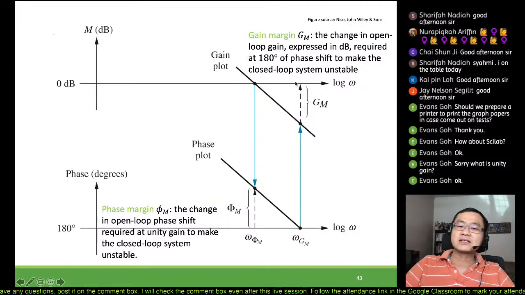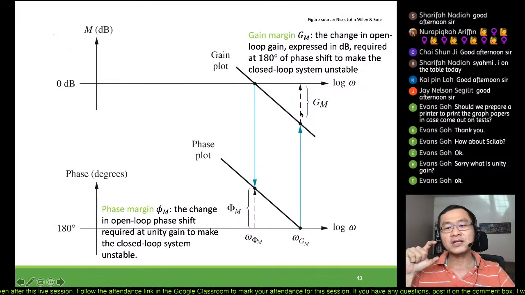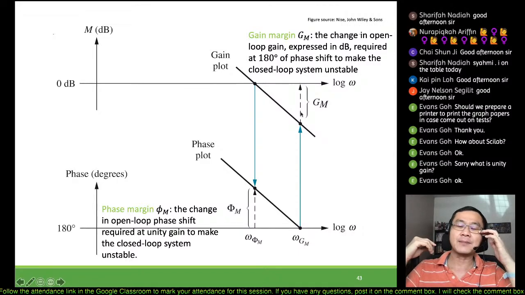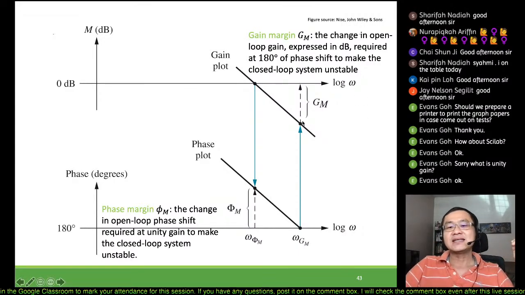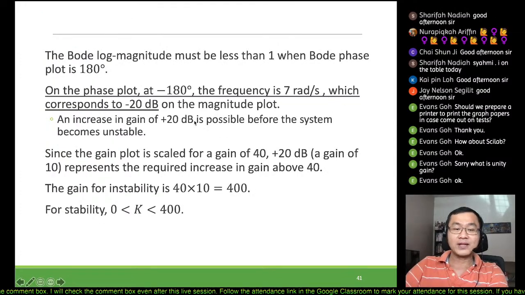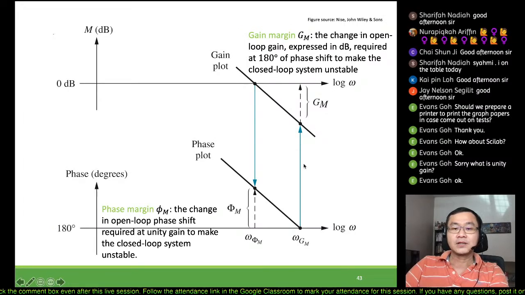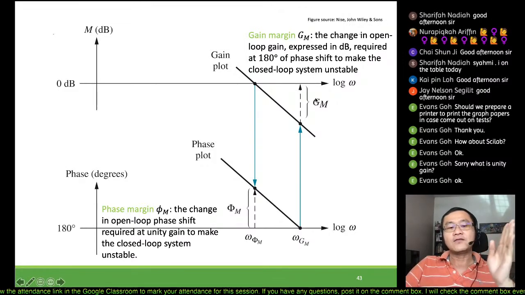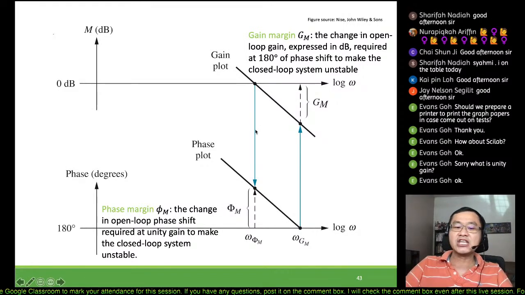So what we get previously is that at 180 degrees, we map it up, we see that there is this particular possibility for it to be shifted up before it becomes unstable. We will call this the gain margin. For our previous case, our gain margin is 20. So this is our gain margin.